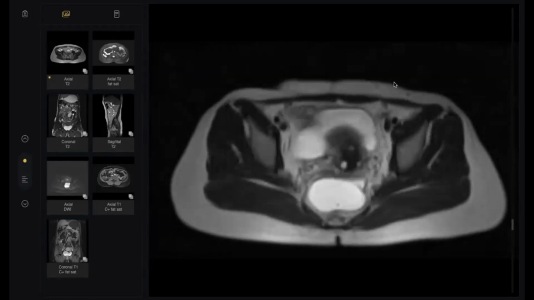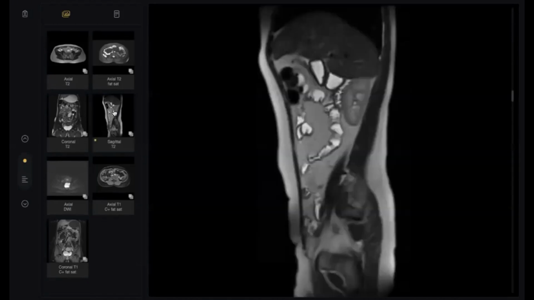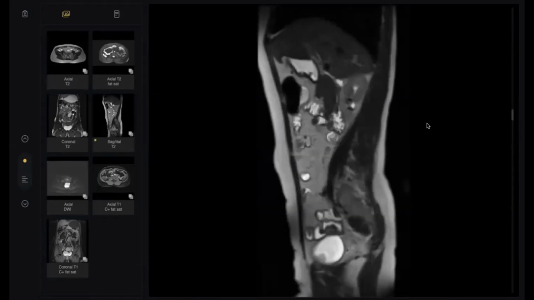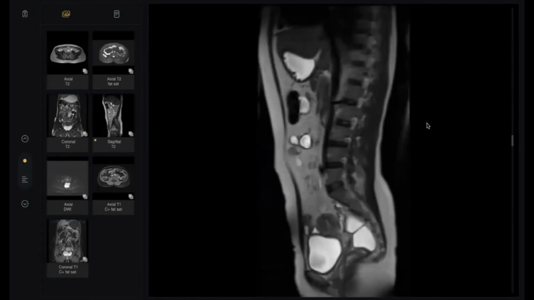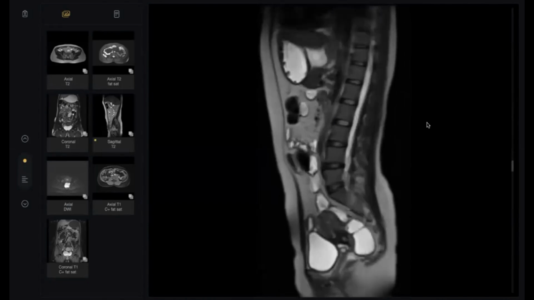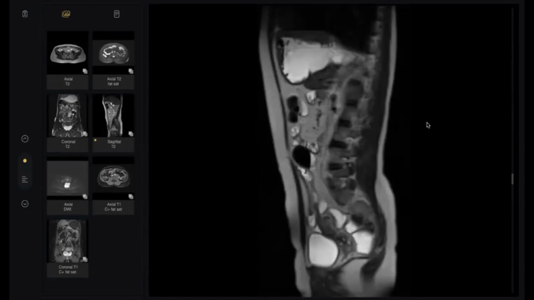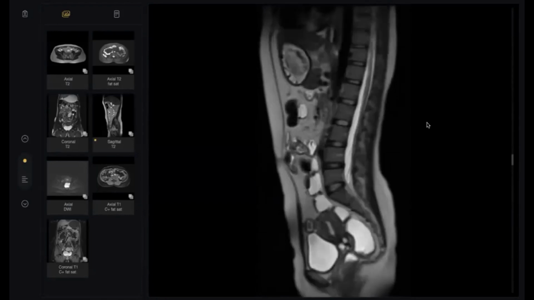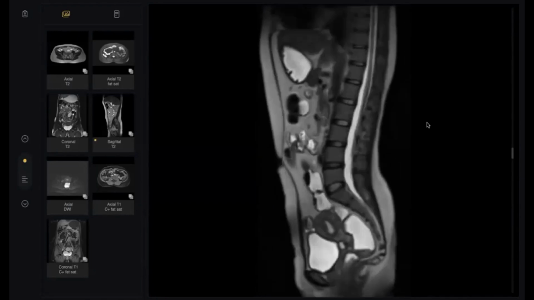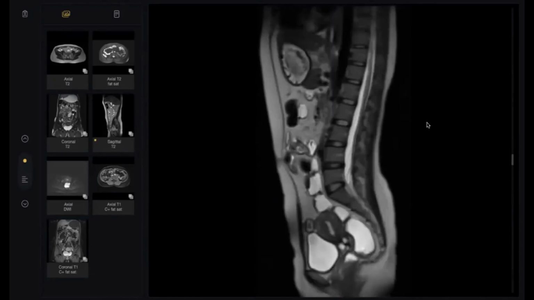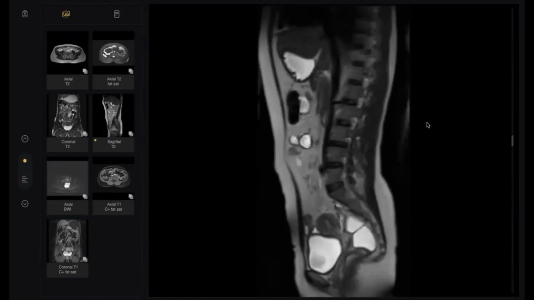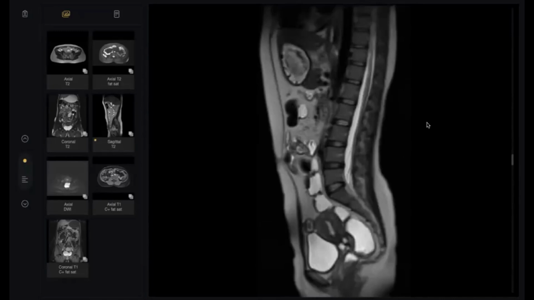Sir, can I go to the coronal and sagittal T2 weighted images, please? Because I'm thinking of some cystic region which is posterior to the uterus and anterior to the rectum. The findings are re-demonstrated. Positive contrast is given in the rectum. There are multiple Nabothian cysts, and I'm not able to identify anything significant within them.